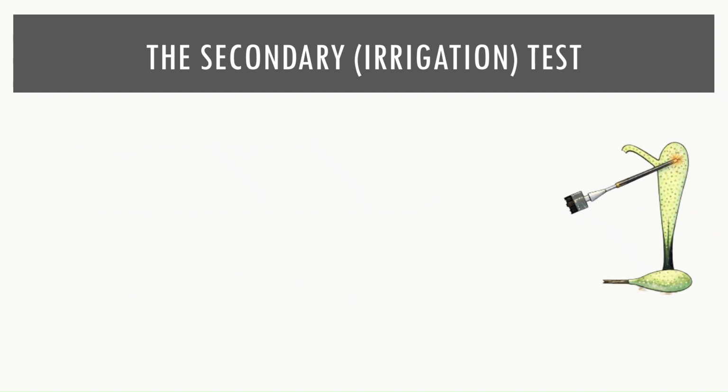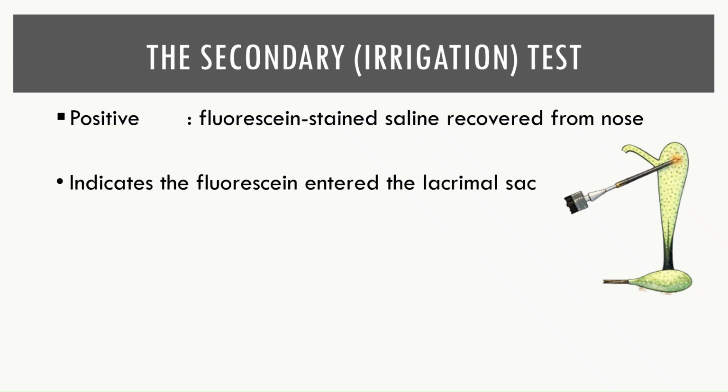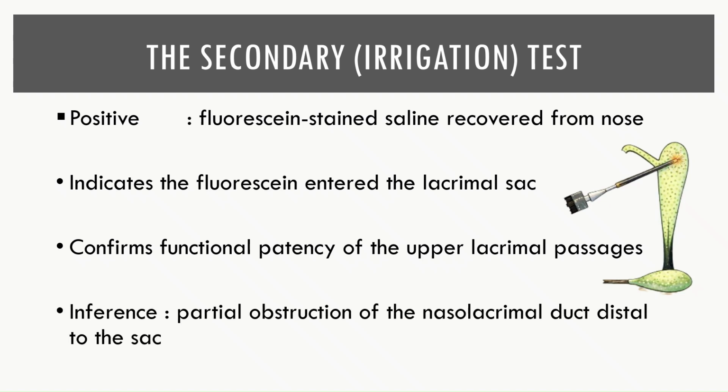The secondary Jones test is positive when fluorescein-stained saline is recovered from the nose. It indicates that the fluorescein had entered the lacrimal sac and confirms functional patency of the upper lacrimal passages. It indicates partial obstruction of the nasolacrimal duct distal to the sac.